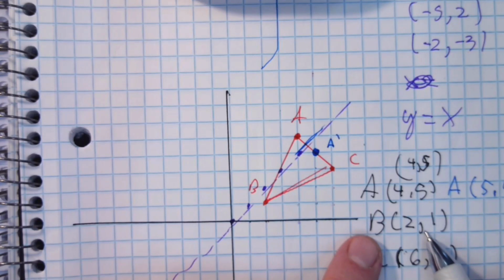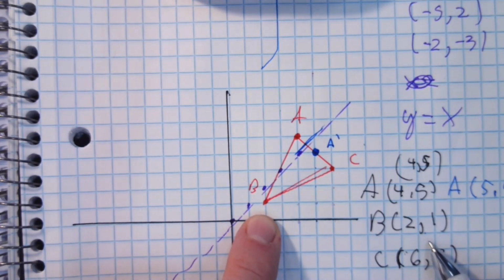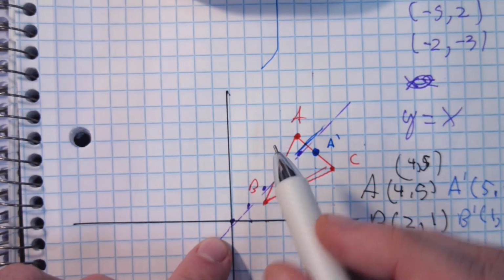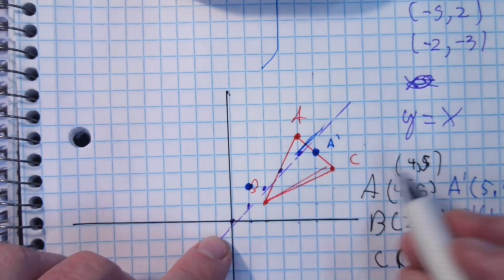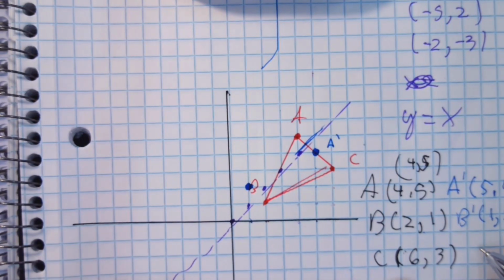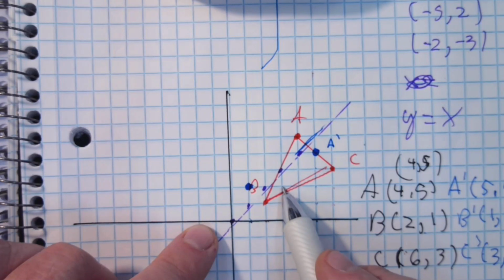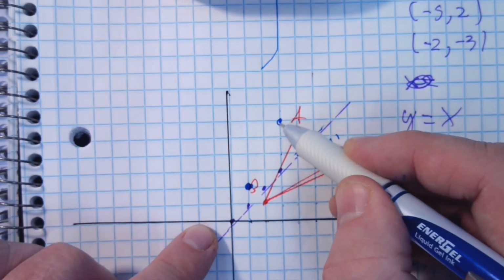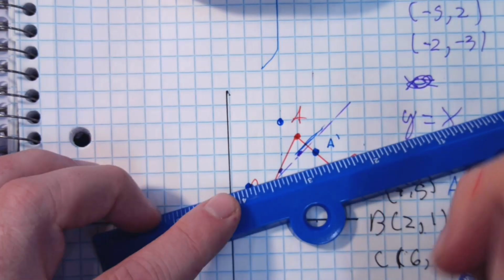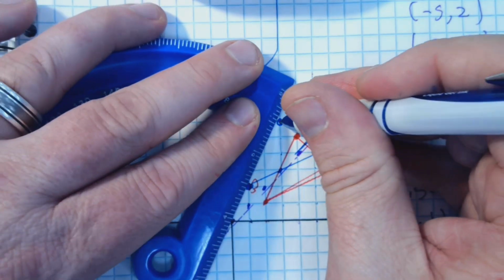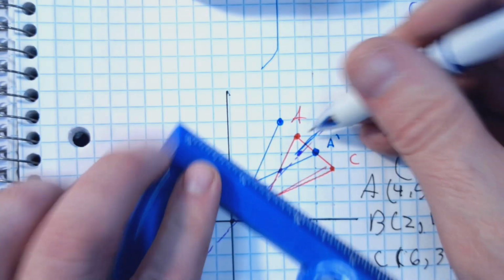Let's do 2, 1. That's this B down here, right? What would it be? 1, 2. 1, 2. So that B prime is going to be right here. Let's do C. What's C going to be? 3, 6. 1, 2, 3. 1, 2, 3, 4, 5, 6. I'm going to draw it out and let's see if it makes sense. And if you draw it out, it should make a nice little pretty shape.